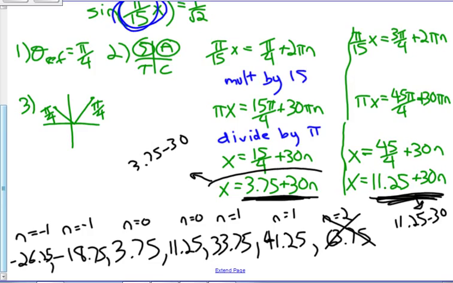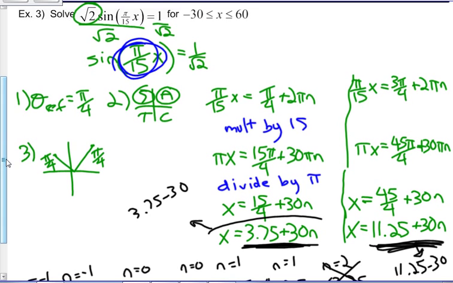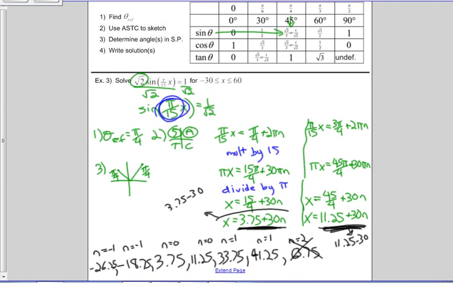Those are all of the solutions that work within the domain. You can see if we go further than negative 1 to the left, then we're going to end up lower than negative 30. So since the domain was negative 30 to 60, all of these values work. And we're just going to call them the solutions. So if I wanted to write a final answer, I'd say x is the set of negative 26.25, negative 18.75, 3.75, 11.25, 33.75, and 41.25.